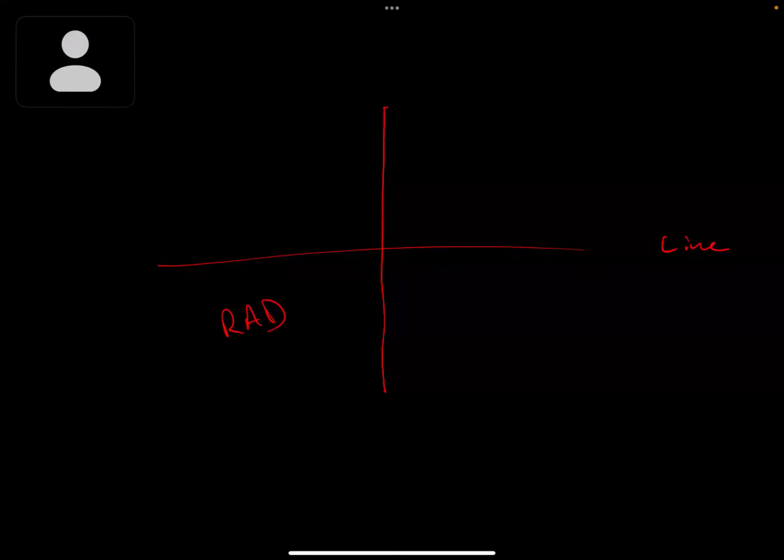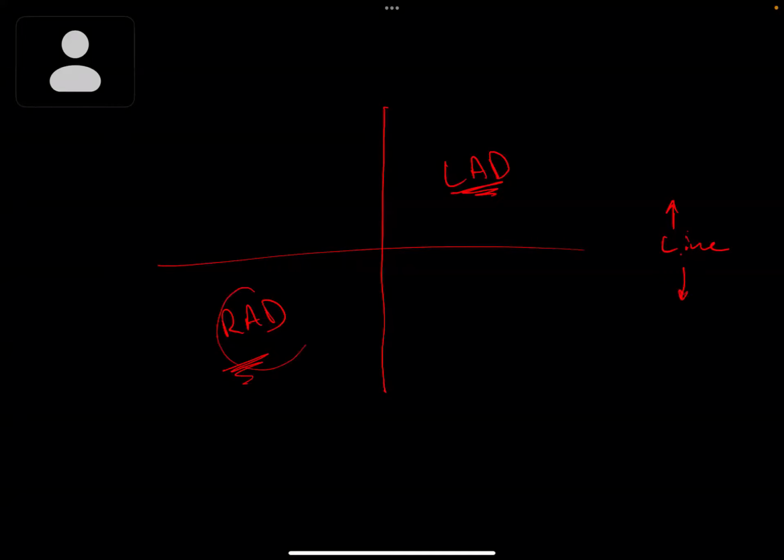Let me do it here. I think that would be better. If we draw this, okay, let's call this line. We know that the right axis deviation is right here, right? If you're more of a visual person, you just know that the right axis deviation is on this side and left axis deviation is on the upper right side. Okay, so anything above the line will be a left axis deviation, and if it's below the line, that will be right axis deviation.